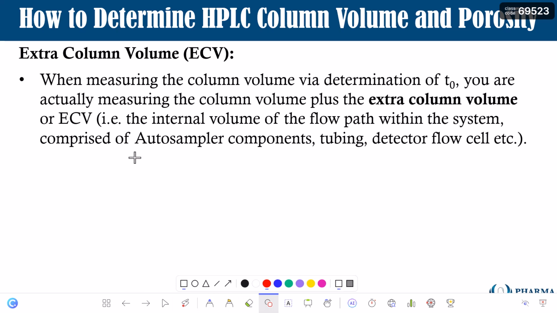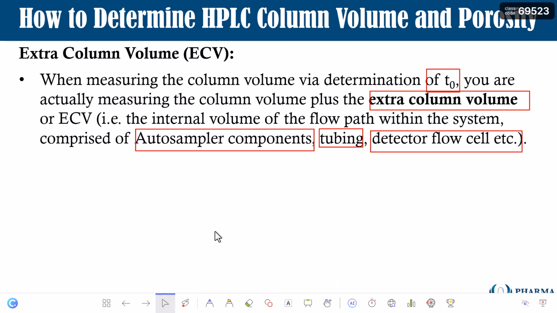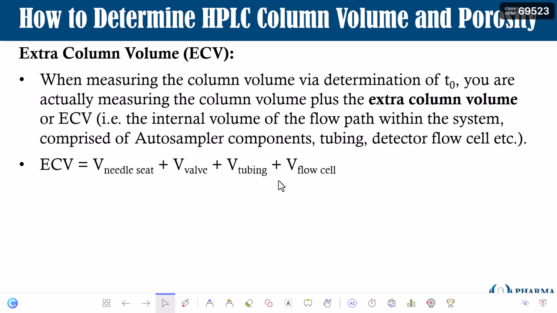When measuring the column volume via determination of T0, you are actually measuring the column volume plus extra column volume, because that is the internal volume of the flow path within the system from injection until detection. And what are those extra spaces which occupy the volume? Maybe autosampler components, your injection components, your tubing connecting the injector to the column to the detector, your detector flow cell. All these are extra column volumes. They are not the volumes occupied by the column, but by other components of your HPLC system, like needle seat, valve, tubing, and flow cell.